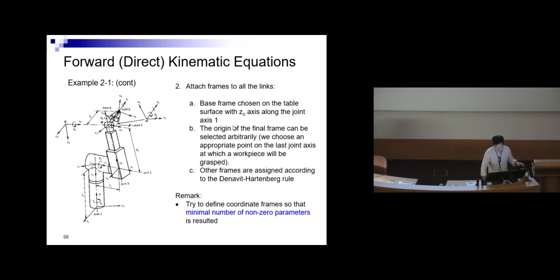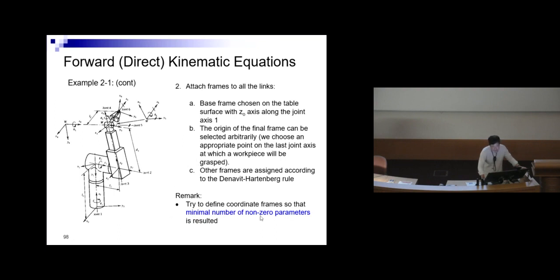The base frame was chosen on the table surface, with Z0 along the axis, and then you have your X, Y defined by the right-hand rule. And then the origin of the final frame can be defined arbitrarily, but it is the tool position. So this tool position you should try to align. In this case, you align with this particular axis. The other frames will be assigned according to the DH rule.